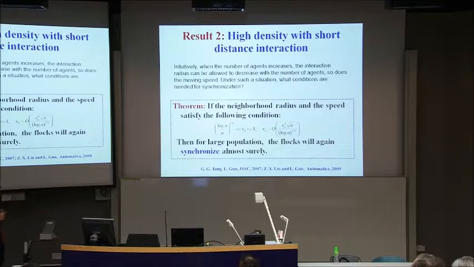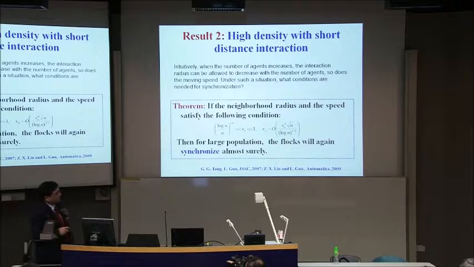However, if you think about this kind of problem in more detail, you will find that intuitively, when the number of agents increases, the interaction radius can be allowed to decrease with the number of agents. So the natural question is, can the moving speed be slowed down? Under such a situation, what conditions are needed for synchronization? This means when you have a high density, the interaction radius can be accordingly decreased.